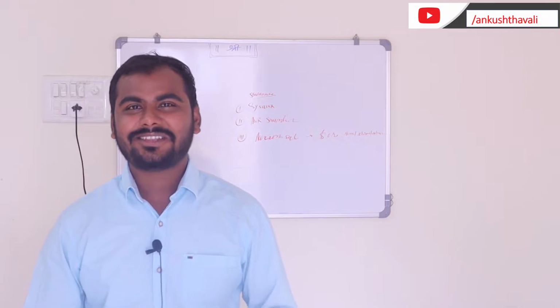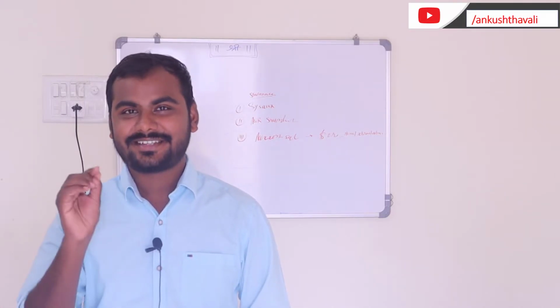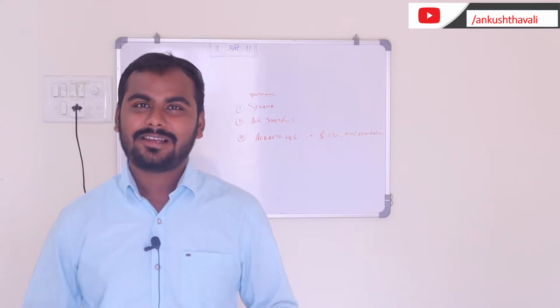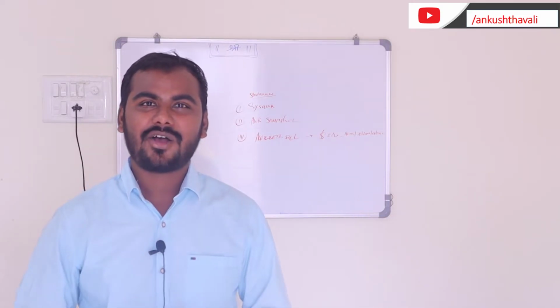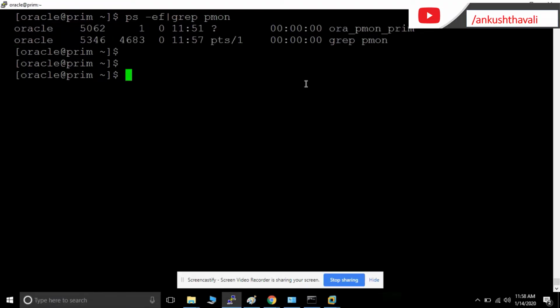Till now we have seen the theory part about the AWR report. Now we will see how we can fetch this AWR report practically. Let us go to my screen and see how we can take this AWR report. First of all, I am going to check whether my database is up and running. So ps -ef | grep pmon. Currently I can see the database name is prime and it is up and running.